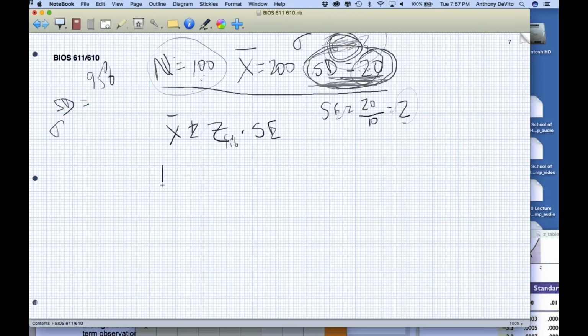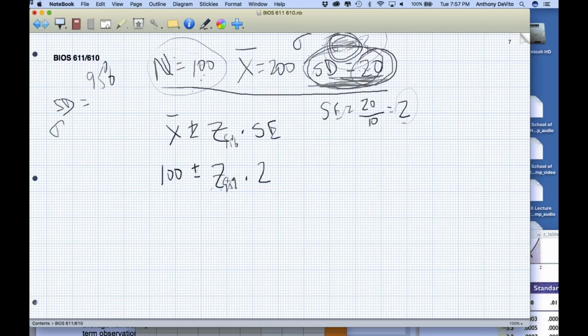So X bar is going to be 100, plus or minus the z-score I need for 95% confidence times my standard error. My standard error is 2. My z-score, well, here's my chance to make up for that level of uncertainty. My z-score, if I knew my standard deviation, I would have used 1.96 here.